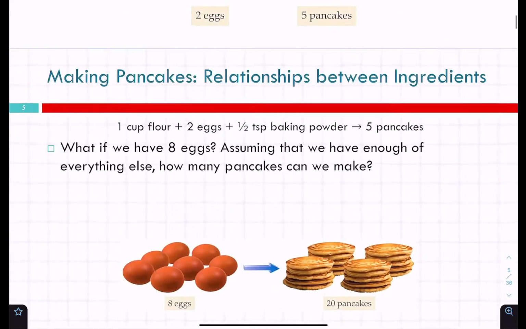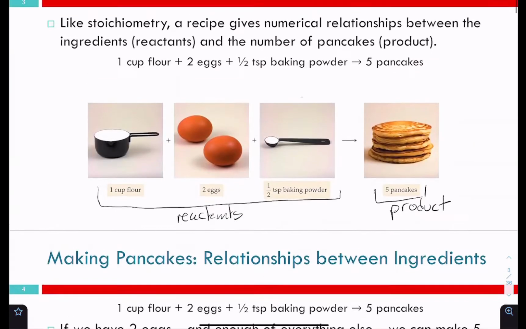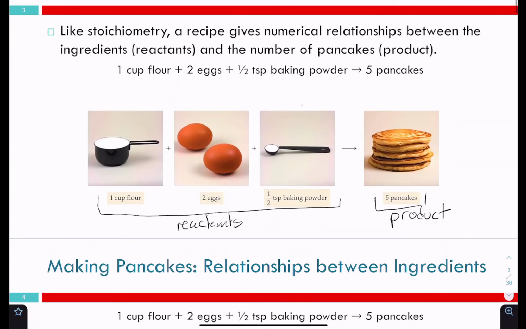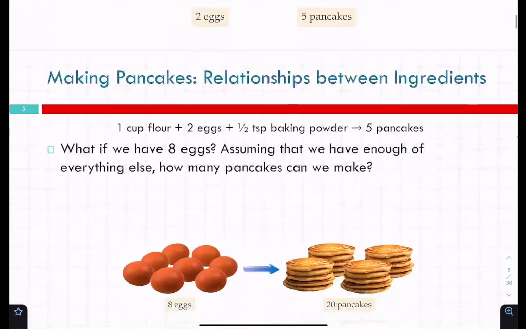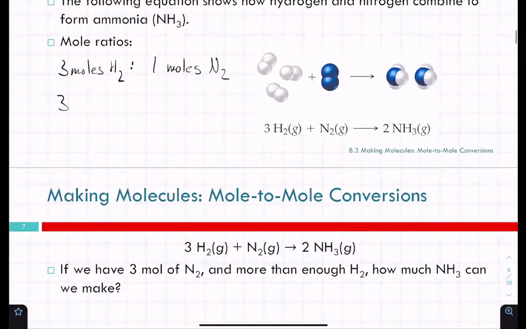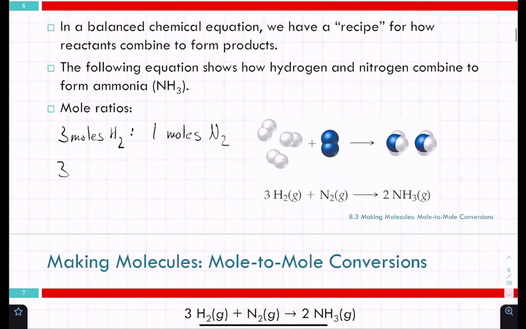Just like if we went back up here to our pancake recipe, if we have 2 eggs, we're going to need at least 1 cup of flour to make 5 pancakes. All right, so we can do that ratio between each of the reactants. So if we had 3 moles of hydrogen again, that's required. How many moles of ammonia could we make? 2.